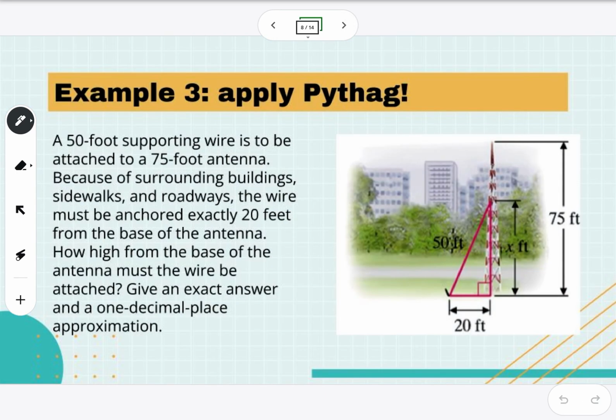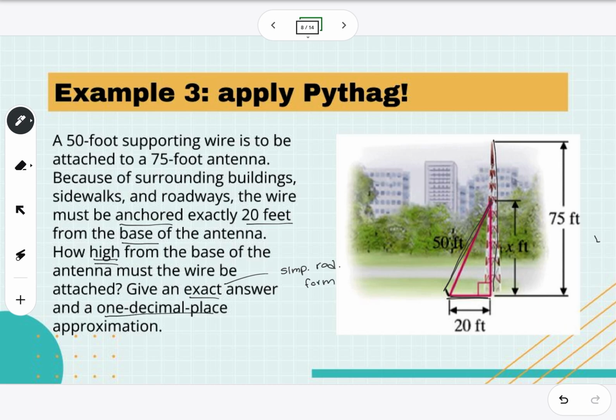So here's an example where I get to apply the Pythagorean theorem. So I have a 50-foot supporting wire right over here. It's attached to the 75-foot antenna. Okay, cool. It's attached 20 feet from the base, so it must be anchored exactly 20 feet from the base of the antenna. How high from the base of the antenna must the wire be attached? Give an exact answer, so think about your simplest radical form, and give a 1 decimal approximation.